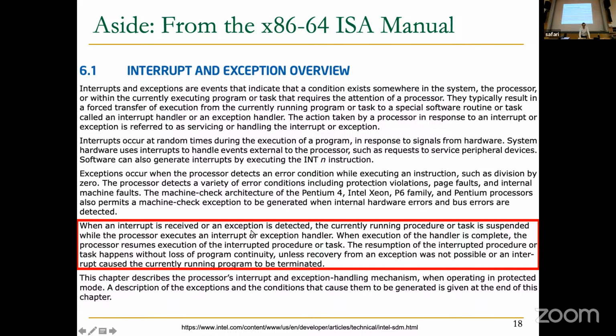When an interrupt is received or an exception is detected, the currently running procedure or task is suspended while the processor executes an interrupt or exception handler. When execution of the handler is complete, the processor resumes execution of the interrupted procedure or task. The resumption happens without loss of program continuity, unless recovery from an exception was not possible or an interrupt caused the currently running program to be terminated. So it's not always possible to get back to the program, for various reasons that are not detailed, but you can guess what they are.